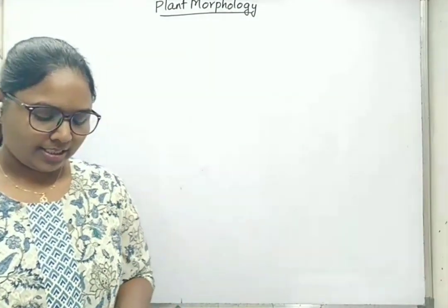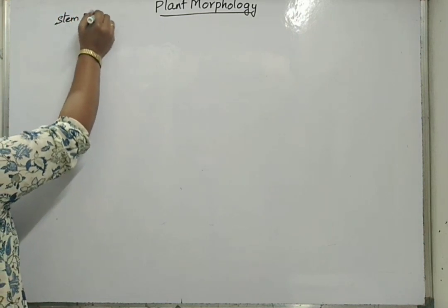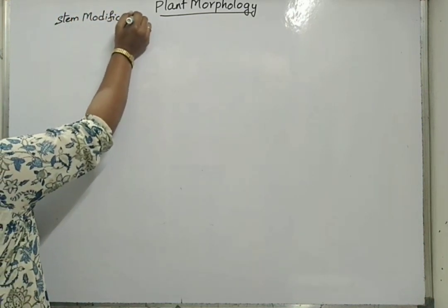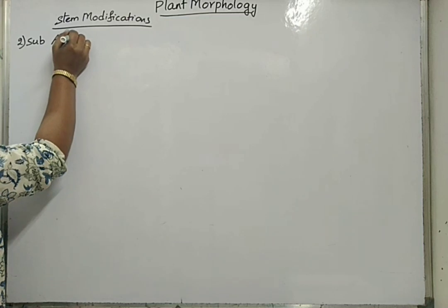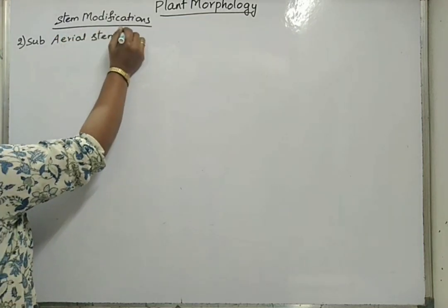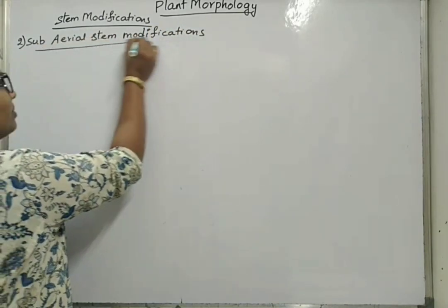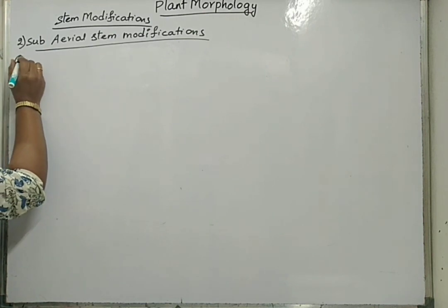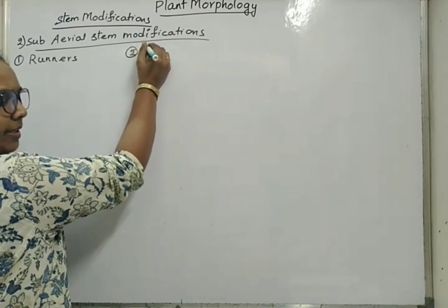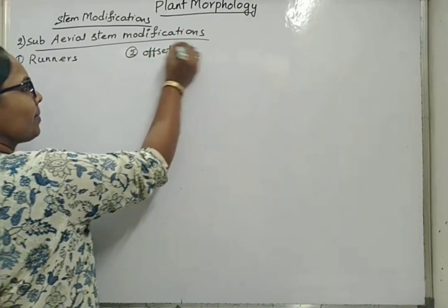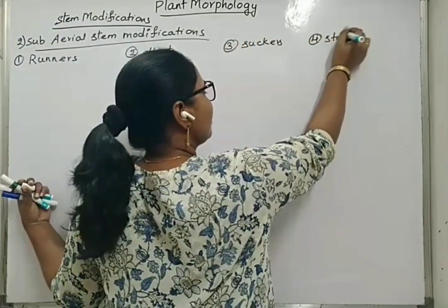Hello students, now we will learn about subaerial stem modifications. Subaerial stem modifications are of four types. One is runners, second one offsets, third one suckers, fourth one stolons.